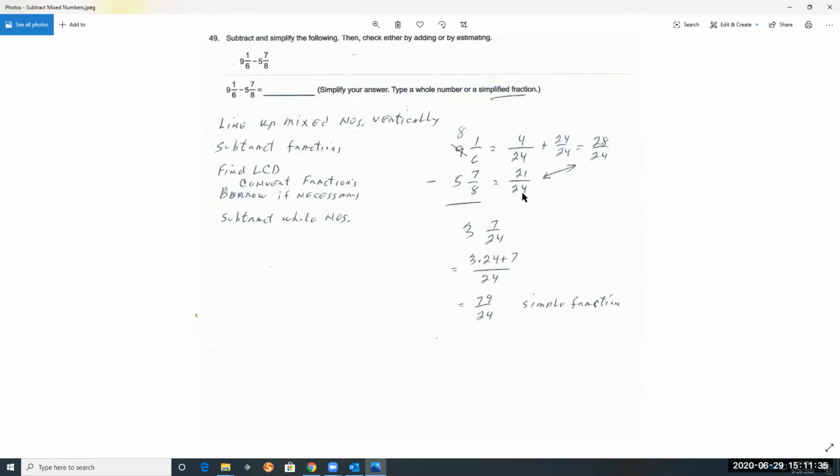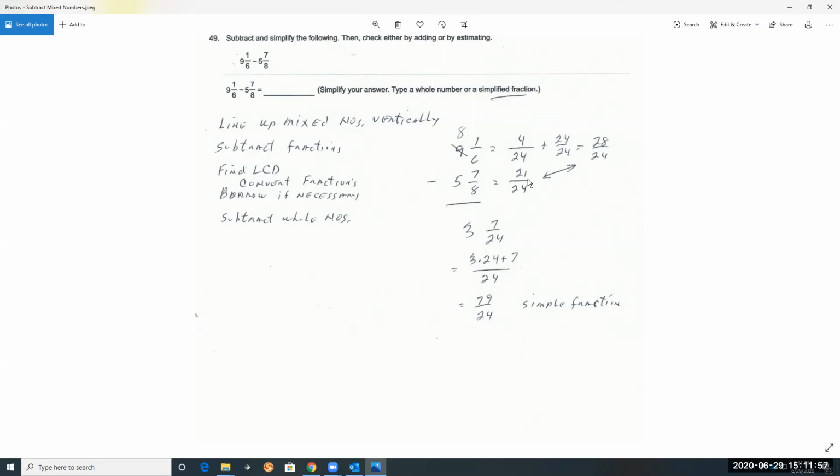We would like to subtract the fractions, but 21 is bigger than 4, so we're going to have to borrow. Borrow 1 from the 9, so the 9 becomes an 8. The 1 that we borrowed, we're going to rewrite as 24 over 24, meaning 1. Add these two fractions, that gives me 28 over 24, an improper fraction.